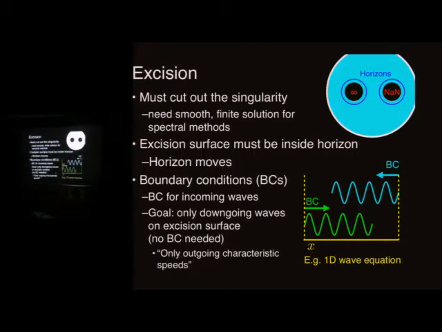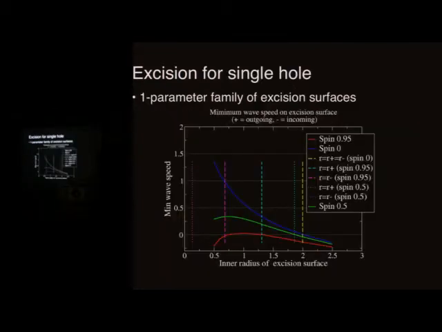So the technical thing I'm talking about when I talk about these upgoing and downgoing wave modes is the characteristic speeds associated with the characteristic fields of the variables you're evolving. And when I plot them, I'm going to say that modes that are outgoing or going down the hole are positive, and waves that are coming up, so that you would need a boundary condition, are negative.